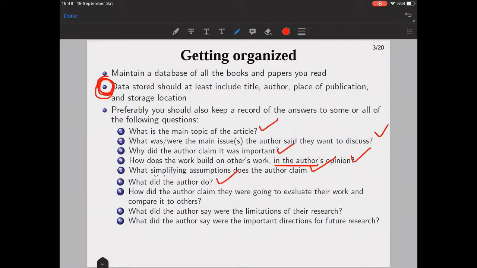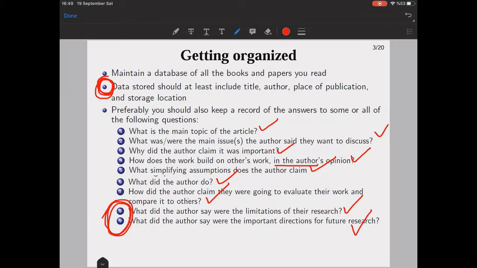What did the author do? How did the authors claim they were going to evaluate their work and compare it to others? What about the comparison? And what did the author say were the limitations of their research? And what did the author say were the important directions for future research as well? These are also very important, so they can help you draw a direction for your research as well. So these parts are very important for new research areas as well.